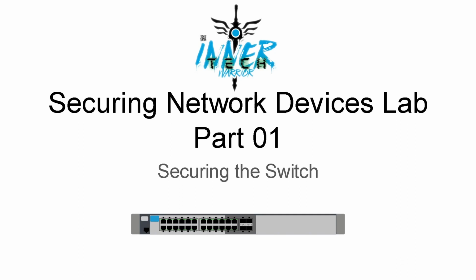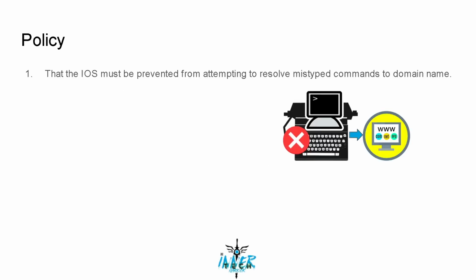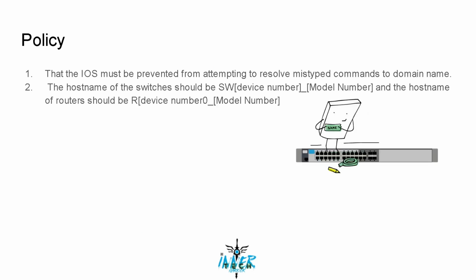In this lab, your manager is asking you to secure the Cisco switch and router per company policy. The policy states: 1. The IOS must be prevented from attempting to resolve mistyped commands to domain names. 2. The hostname of the switches should be SW device number underscore model number, and the hostname of routers should be R device number underscore model number.